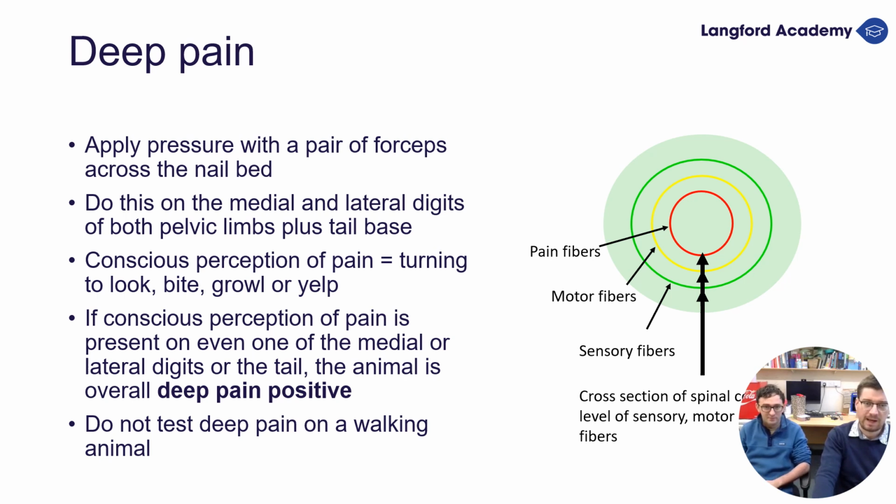What we recommend doing is applying pressure with a pair of forceps across the nail bed, and you want to do this on the medial and lateral digits of both pelvic limbs and on the tail base. Conscious perception of pain is these animals turning and looking at you, barking, yelping, crying, or trying to bite you. If they have conscious perception, we consider them to have intact deep pain or intact nociception. What isn't a deep pain response is just pulling the leg away, because that is just you stimulating the withdrawal reflex.